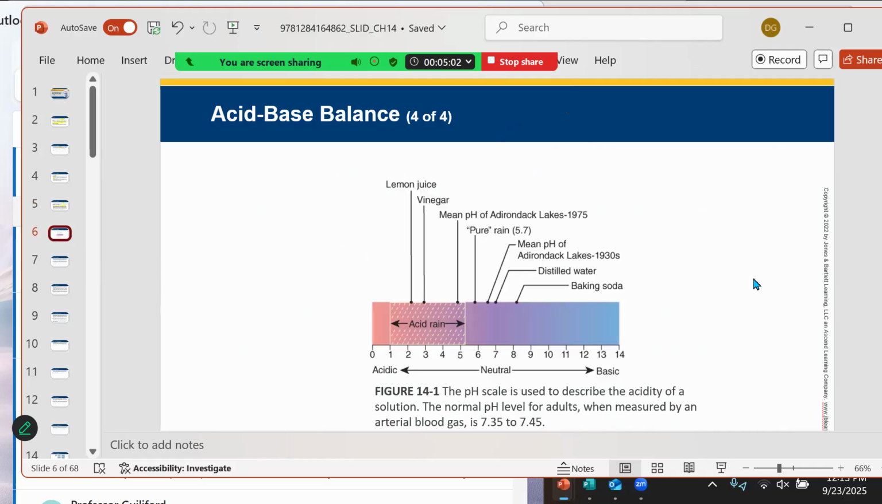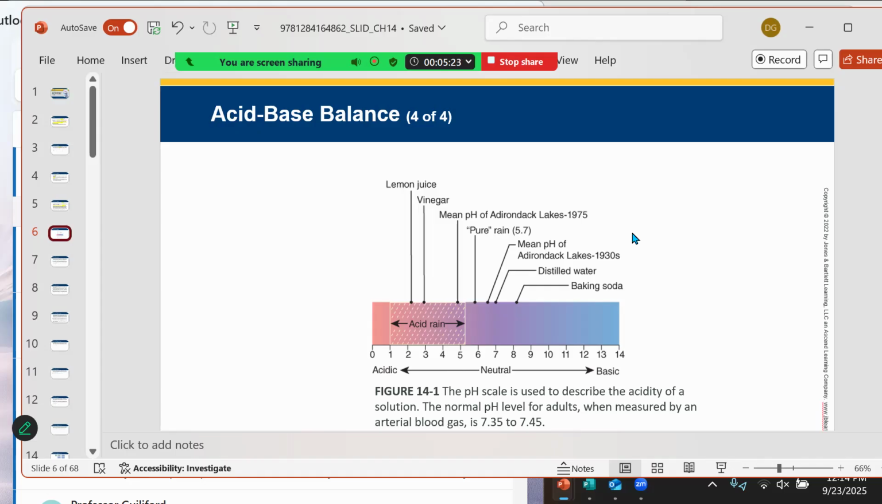And that effect is what we call compensation. Here we go. This is interesting. This is the pH of various things. Lemon juice and vinegar are very acidic. The pH of the Adirondack lakes is interesting. That's the shape that it should be.